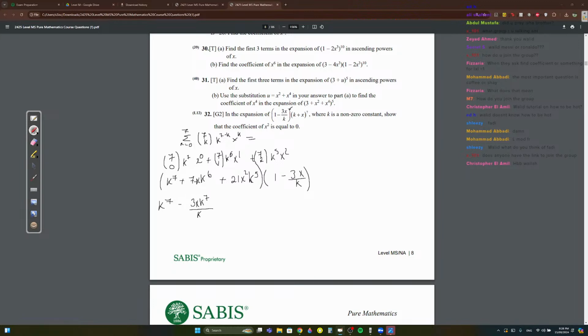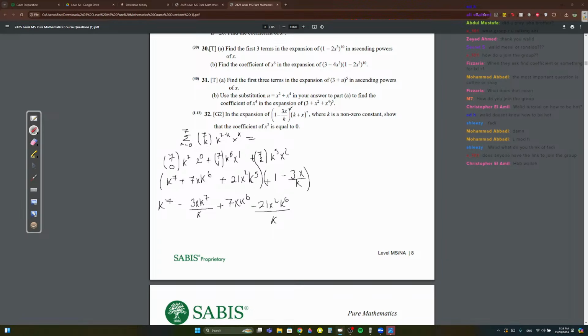Let's just focus now. 7x k to the power of 6 times 1 is 7x k to the power of 6. 7x k to the power of 6 times minus 3x: 7x times minus 3, 7 times minus 3 is minus 21, x times x is x squared, k6 times nothing is just k6, and we know it's over k. We'll simplify later.